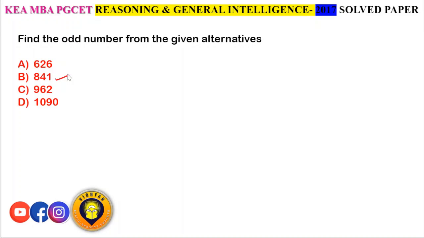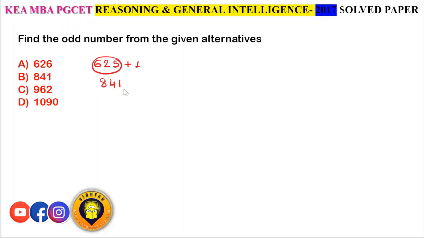But the pattern is not like this, that is even and odd. They will not give you such a kind of question where you have to find even and odd numbers. So what is the actual pattern? Say 626. 626 is close to which perfect square? It is close to 625, which is 25 square, correct? So 625 plus 1 is 626, and you know 625 is a perfect square, that is root of 625 is 25. Then comes 841, but 841 is itself a perfect square.